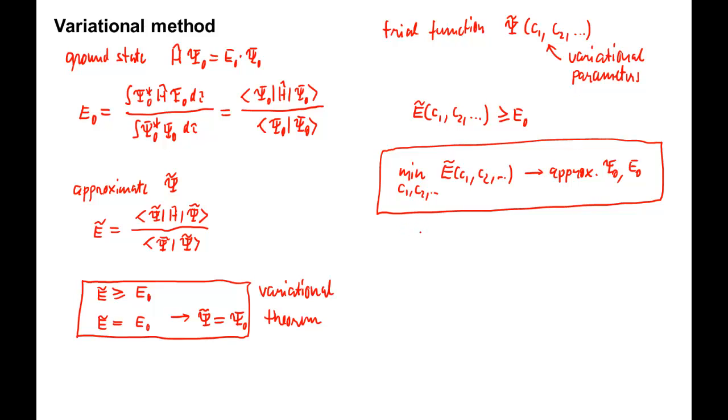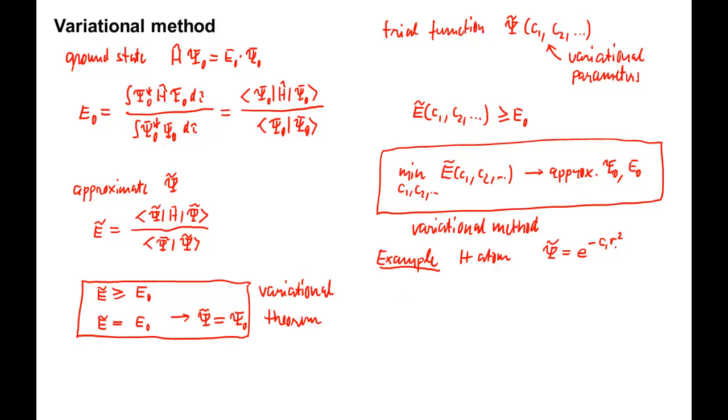This method is called the variational method. Now, how to approach this minimization? One way is to set the derivative of E tilde with respect to each variational parameter C equal to 0. Here is a brief example. Let's look at the hydrogen atom. Assume for now that we don't know the exact form of the ground state wave function. Let's make an educated guess and try a Gaussian function, psi tilde equals e to the negative c1 r squared. Here, c1 is the only variational parameter.